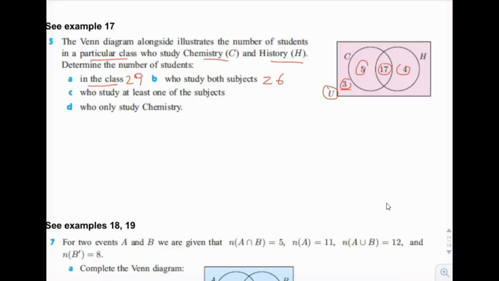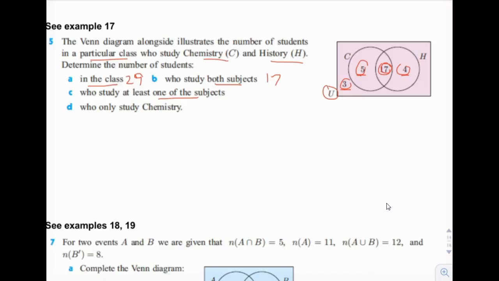What about the number of people who study at least one of the subjects? At least one of the subjects could be both, too, right? Oh, I'm sorry, it's not 26 here. Number of people who study both subjects is the 17 people in the middle only, right? The 5 people here only study chemistry. I think when they say who studies both subjects, that means individuals who study both subjects, okay? All right.